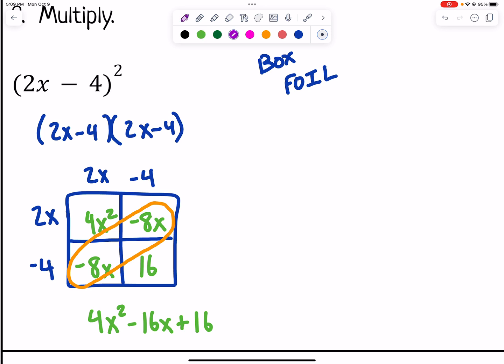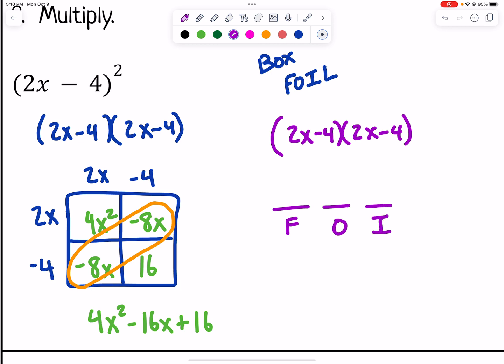The FOIL method is just to keep them in parentheses and multiply in the order of the first, the outside, the inside, and the last. So first means the first two terms in each parentheses. So 2x times 2x is 4x squared. The O is outside, so that means the two that are furthest out from each other, or the two on the outside of each binomial. So 2x times negative 4 is negative 8x.